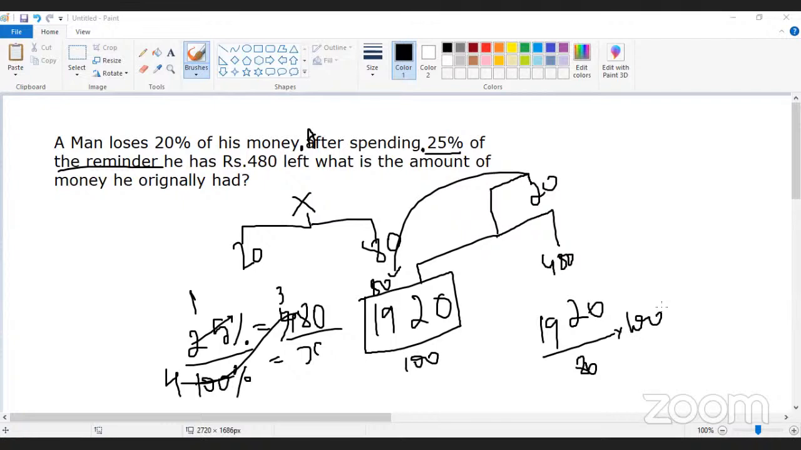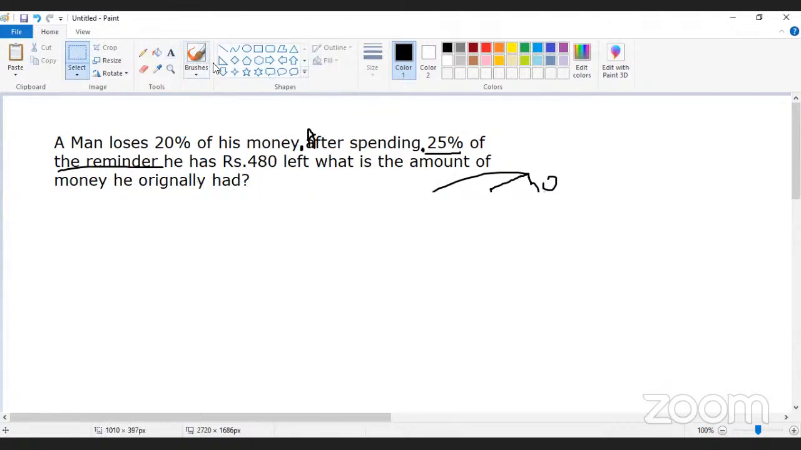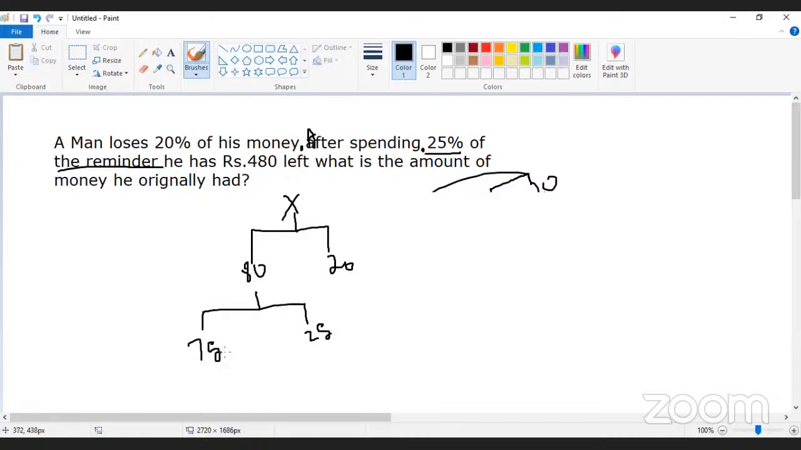Yes. Good. Okay, I'll tell you the logic. I hope you remember percentage remaining based questions. Yes, the same thing. Now this question is a bit reversed. So I have X money. So 20% was spent, remaining 80%. Now from the remaining, 25% was spent, and then the remaining is 75%. This amount is 480, the left out money.